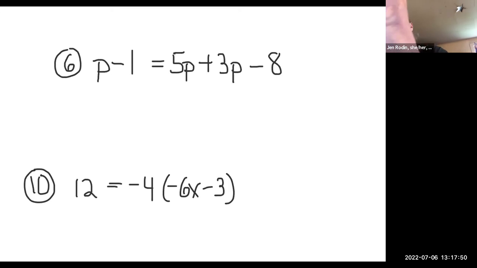Okay, this one I like because it makes us combine like terms. So we always check that on each side of the equal sign. If you can combine like terms first, go for it, because it'll make your life easier in the long run.